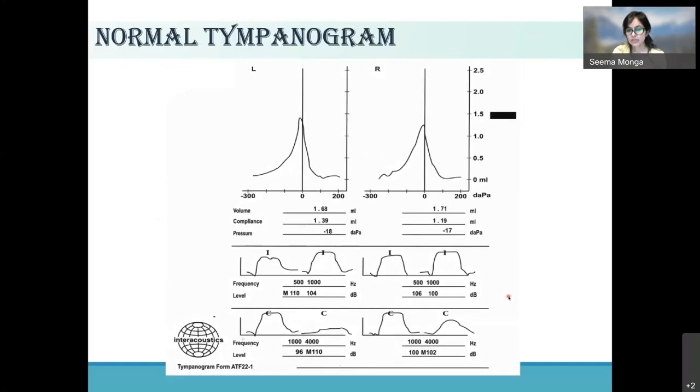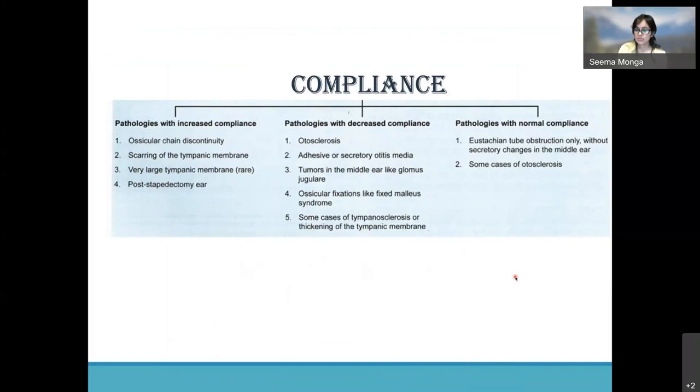So again, this is a normal tympanogram. You can see how much the compliance is here: 1.19. Here it is 1.39. I told you between 0.35 and 1.4 can be normal, so it is almost normal. The shape is fine. The middle ear pressure is fine, minus 18 here, minus 17 here. The shape is fine. It is A-shaped. The ipsilateral and contralateral stapedial reflexes are fine. So this is a normal ear. So compliance, you can see, 1.39. Right? So this you have to memorize.